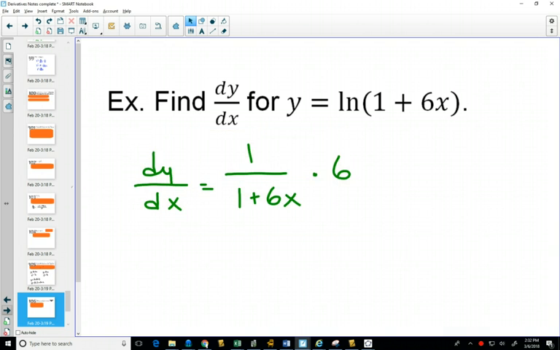And how did you do? Right? Natural log is the first one. It's 1 over whatever's inside. And then you have a chain rule, so the derivative of the inside is just 6.